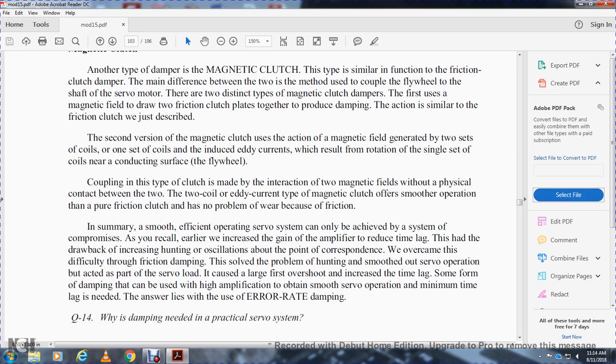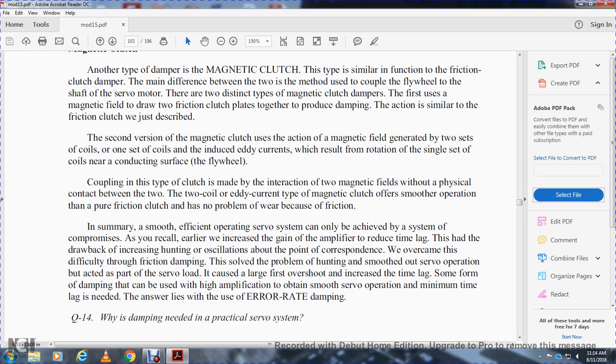Smooth efficiency of operation of a servo system can only be achieved with a compromise. Recall that increasing the gain of the amplifier to reduce the time lag has the drawback of increasing the hunting or oscillation. This difficulty is overcome with friction damping, which solves the problem of hunting and smooths servo operation, but acts as part of the servo load, causing a large first overshoot and an increase of the time lag.